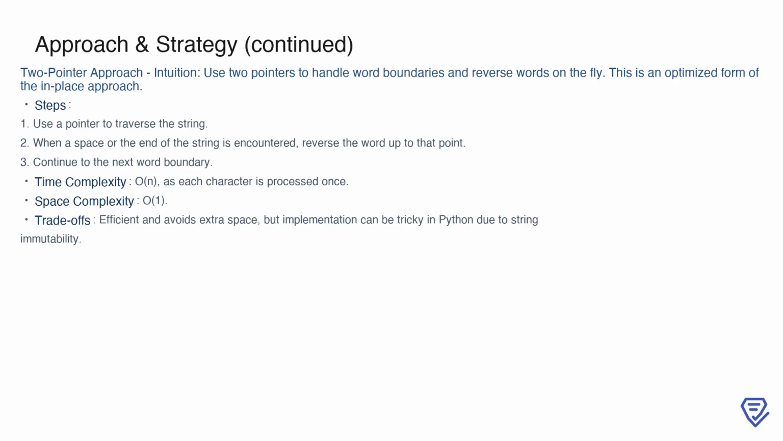This method retains a time complexity of O(n), as each character is processed only once. Space complexity is also O(1), making it efficient in terms of memory usage. However, due to Python's immutable strings, this approach is challenging to implement directly, often requiring additional steps to simulate in-place modifications. While efficient, the increased complexity can make this approach less practical for Python developers.